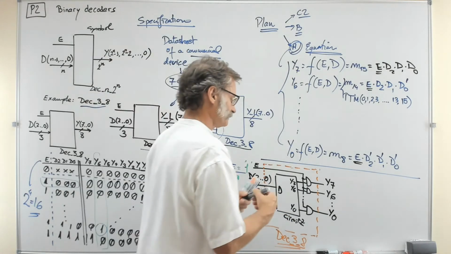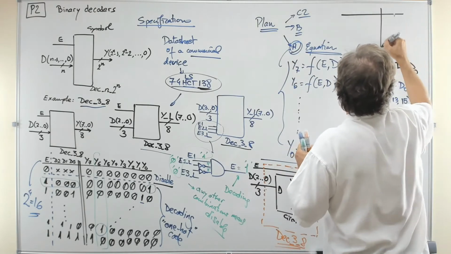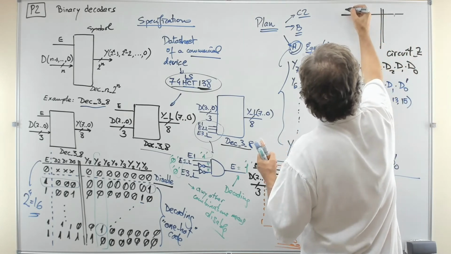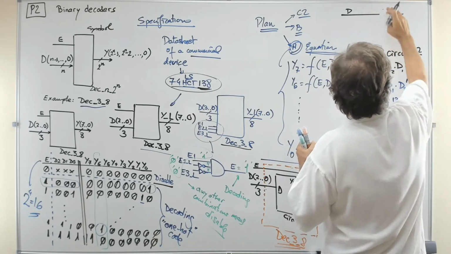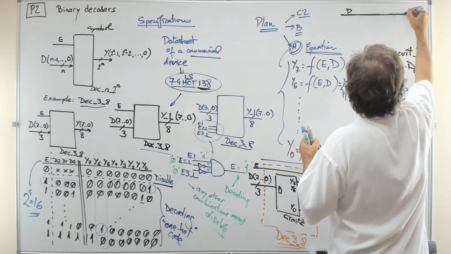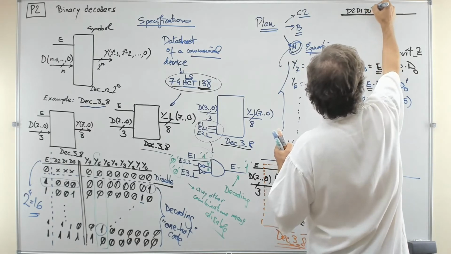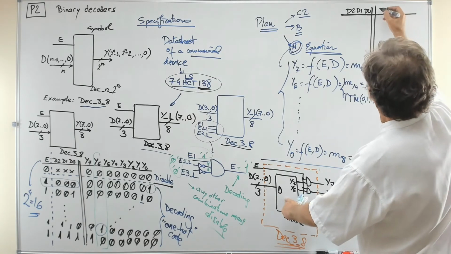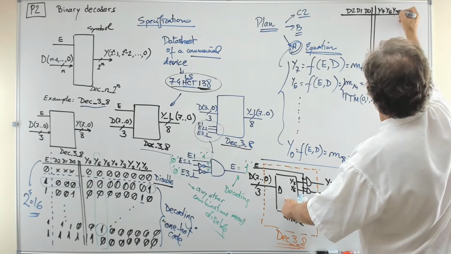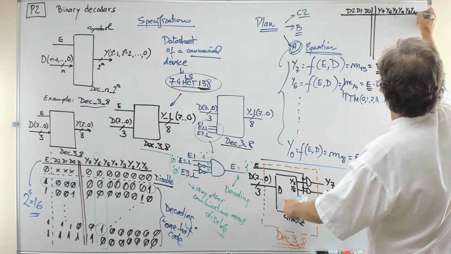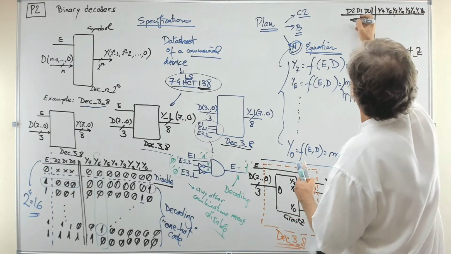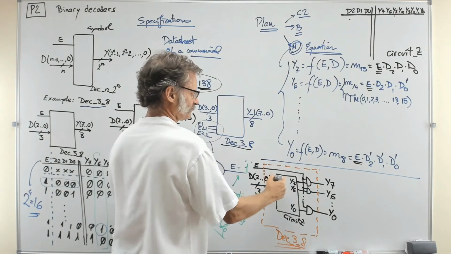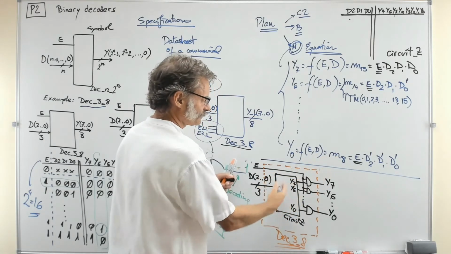So this means that, if you like, you can redraw the truth table of this circuit Z. And if you redraw the table, you only have to keep in mind that this table is D2, D1, and D0, and then the double line that separates inputs and outputs, and then Y7, Y6, Y5, Y4, Y3, Y2, Y1, and Y0. So this is now without the E, because the E goes apart, goes to another circuit, the ANDs.